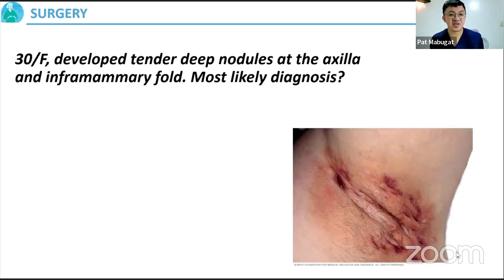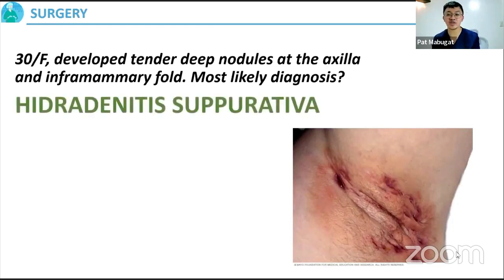Okay. 30-year-old female, developed tender deep nodules at axilla and inframammary fold. What's the most likely diagnosis? So I know sometimes the board examiners have fetishes for different dermatologic conditions, because I think one of the board examiners before was a derma. This has popped out in patho, IM, and also in surgery. So this is your hidradenitis suppurativa.